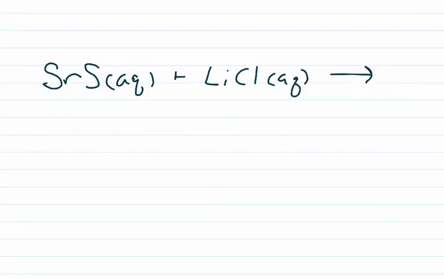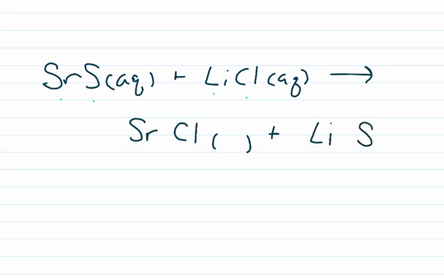Here's another example. We'll react strontium sulfide with lithium chloride. So remember, we want to pair the metal from here to the non-metal from the second one. So we're going to pair strontium and chlorine. We'll put these parentheses to remind us to go back. And we will pair the metal from the second one with the non-metal from the first one. So we have lithium and sulfide.